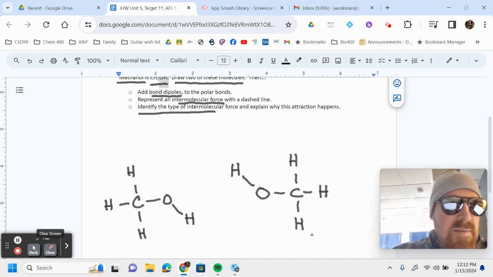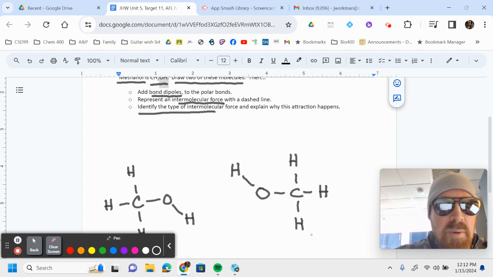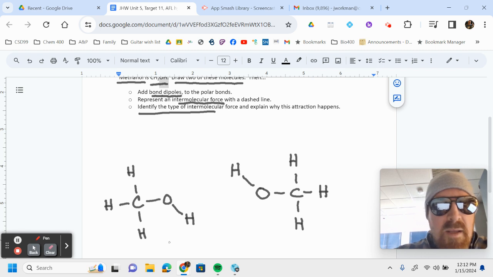Okay, let's identify the polar bonds. So I'm going to use red to indicate where there's polarity. The electronegativity value between carbon and oxygen is enough to create a little zone of polarity there. And the electronegativity value of oxygen and hydrogen is also certainly enough to create a polar bond there. So I'm going to go ahead and show that on both molecules.